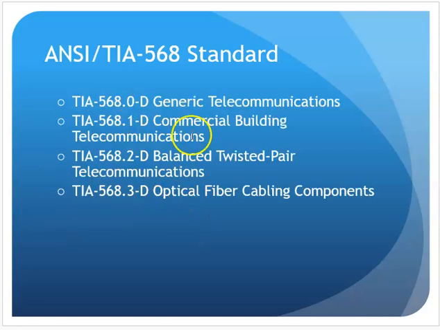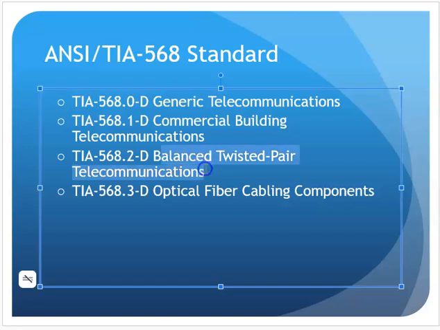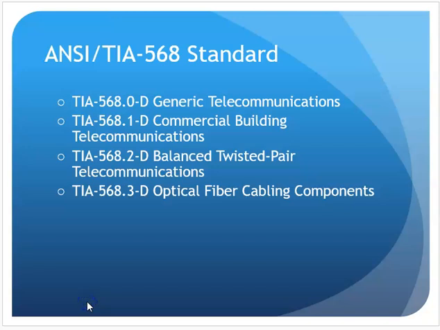There are sections to it. There's the 0 section, that's kind of like general telecom. The 1 section, 1D, is about the commercial building, how you do a commercial building. 2D is all about twisted pair cabling, the copper cabling we use. And then 3D is all about the fiber optic cabling that we use, optical fiber.